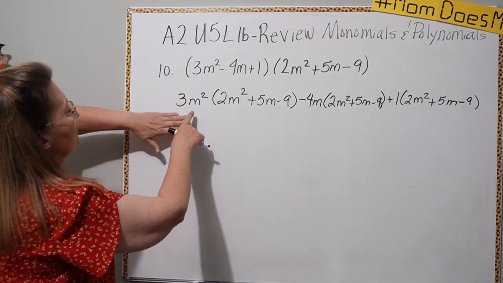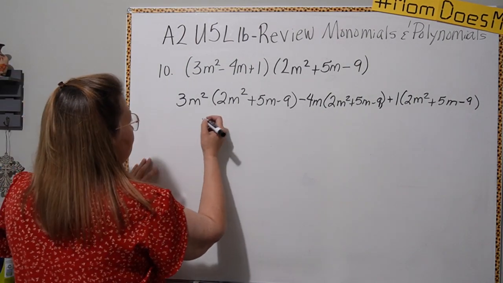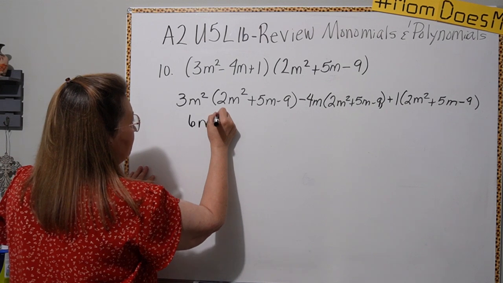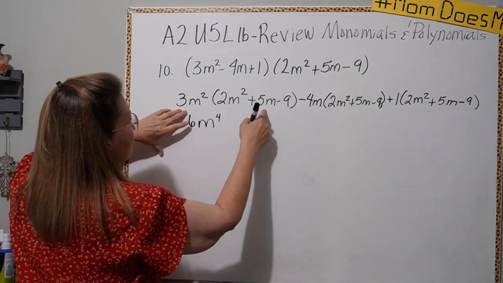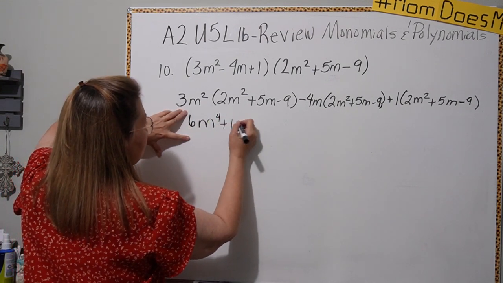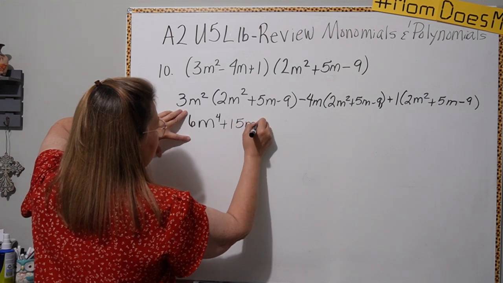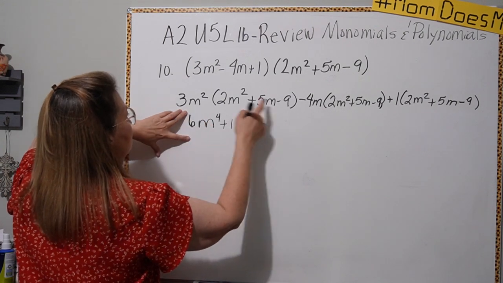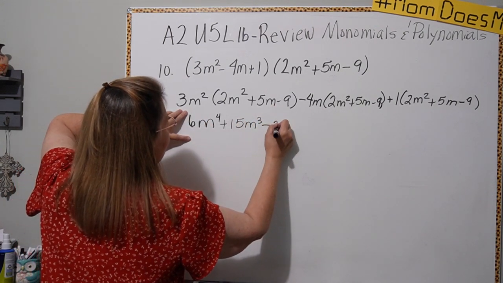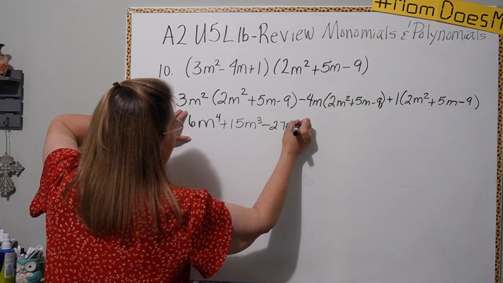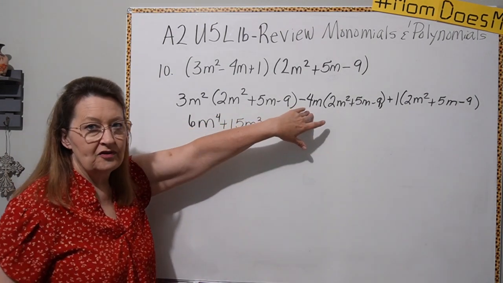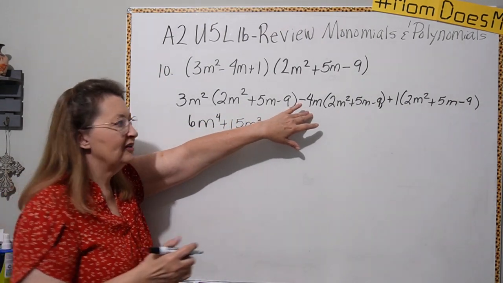But anyway, so 3m² times 2m² is 6m⁴. 3m² times 5m is plus 15m³. 3m² times negative 9 is going to be negative 27m². Now I can move to this one. See how it makes it a little bit easier to focus?